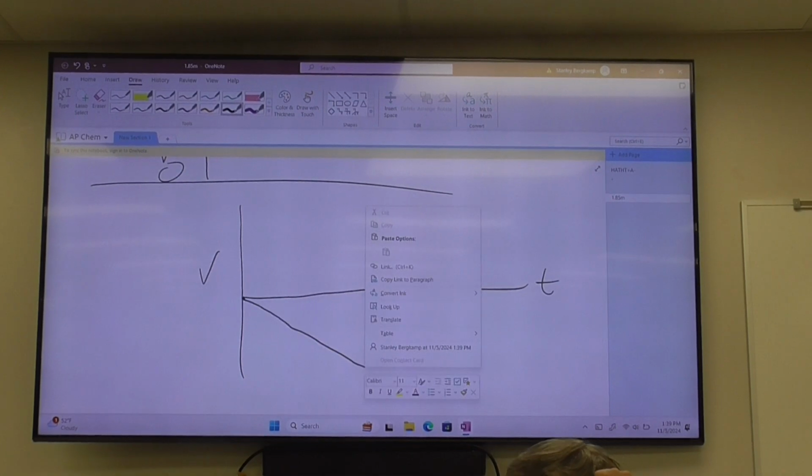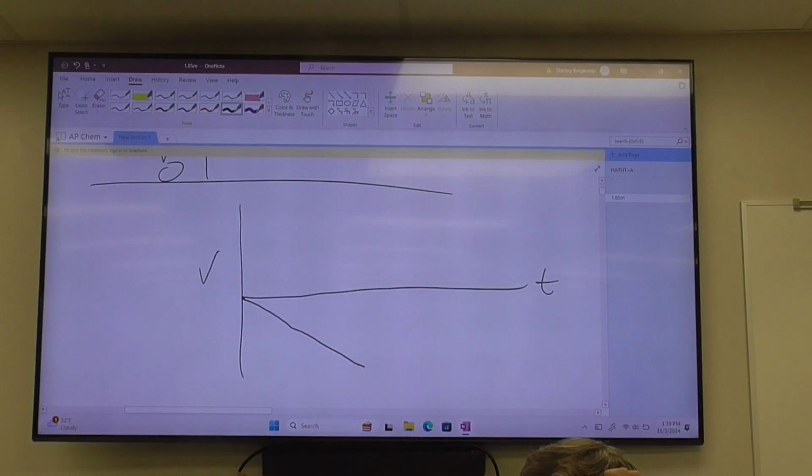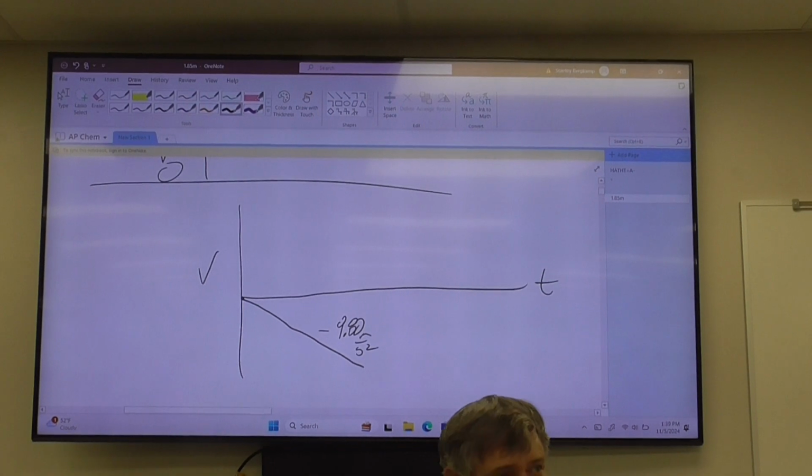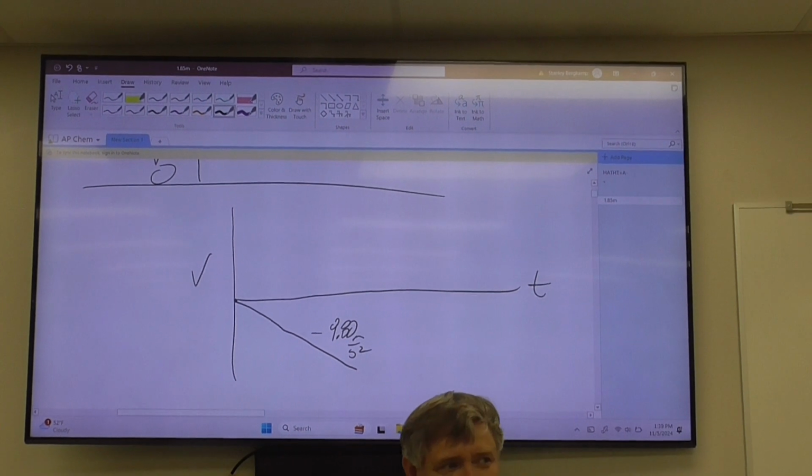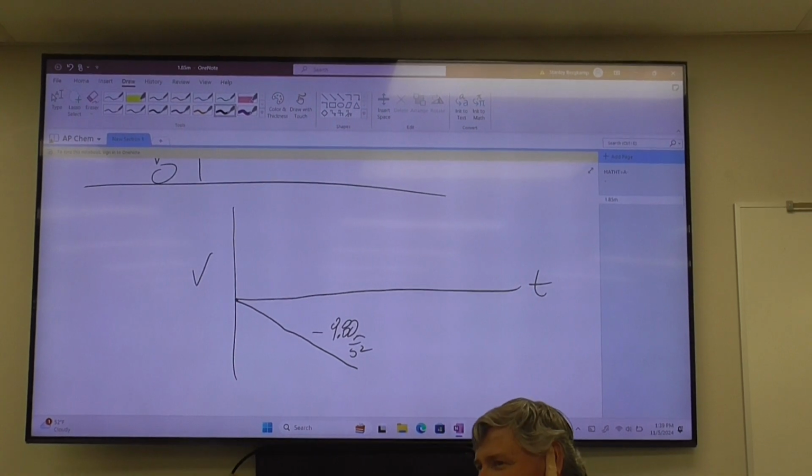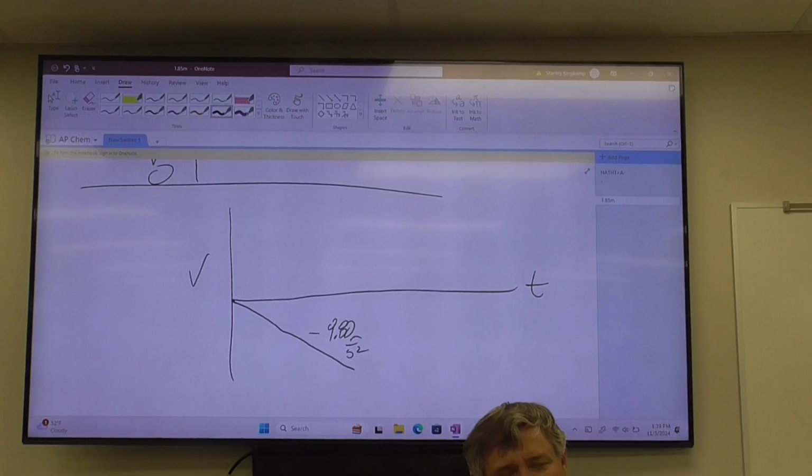Scooter, maybe something like this. Deacon, what's the slope of that line going to be? Negative what? Negative 9.8 meters per second squared. Why? Because of the acceleration. That's the acceleration caused by gravity. Why is the slope negative 9.8 meters per second squared?